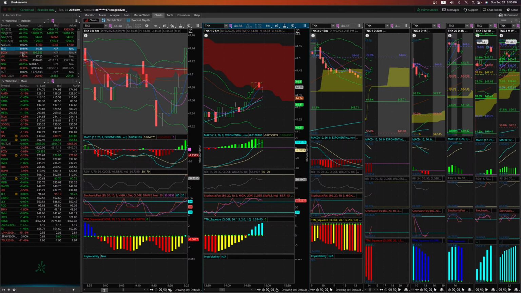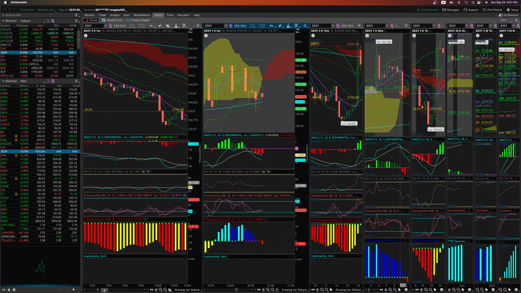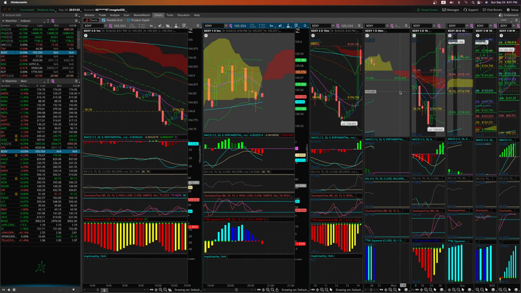Same thing with DXY. If you go look at how crazy DXY went up in 2022, it affected the techs a lot. And same thing right now during intraday, you can see when the DXY jumps, market direction changes.